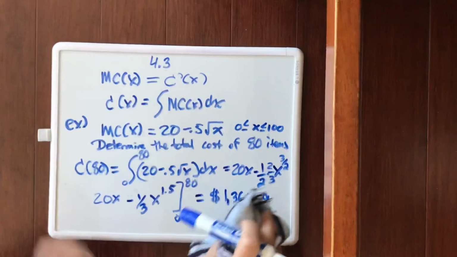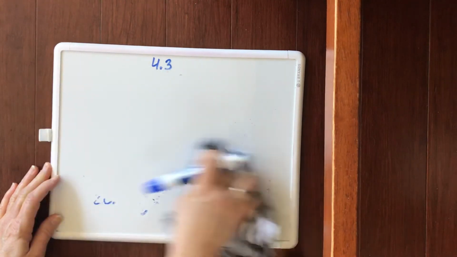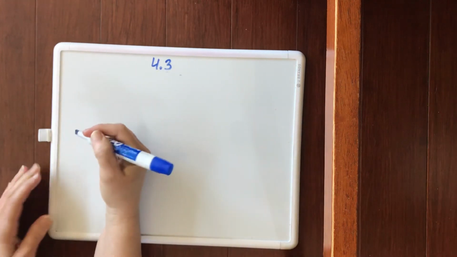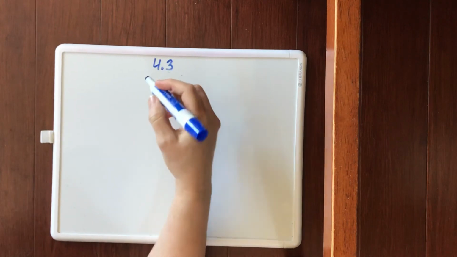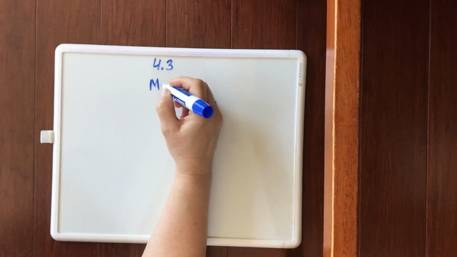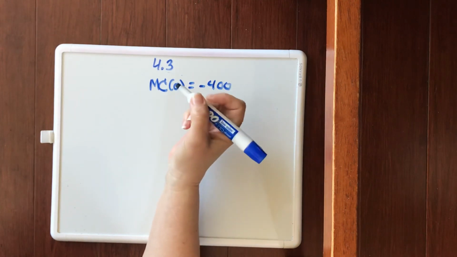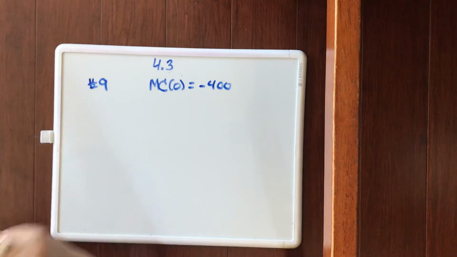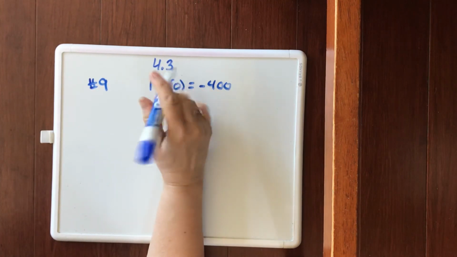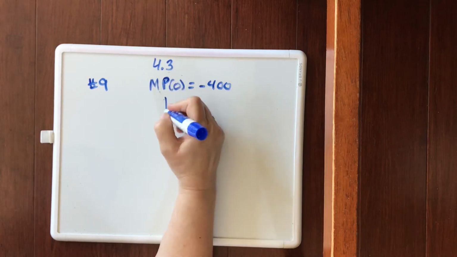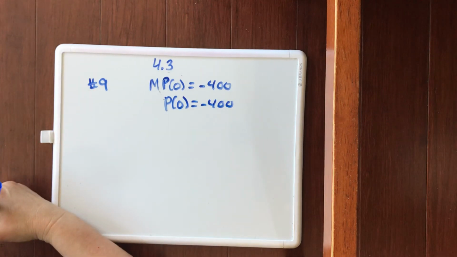Okay, need to show you one more thing for your homework. They made a mistake in your homework, by the way. They said something like MC of 0 equals negative 400. And this is for problem number 9. They meant to write, I'm sorry, they wrote MC of 0, they meant to write P of 0 equals negative 400. So they made a mistake in the book.